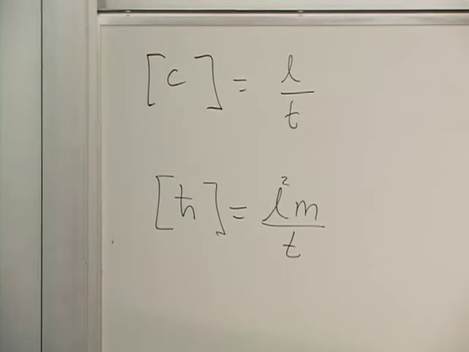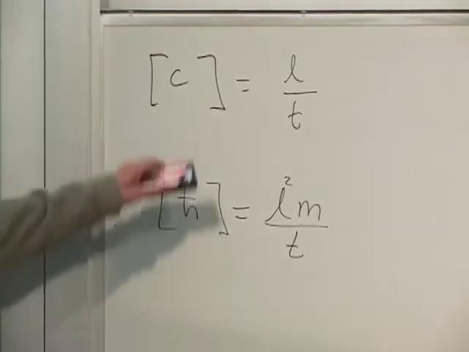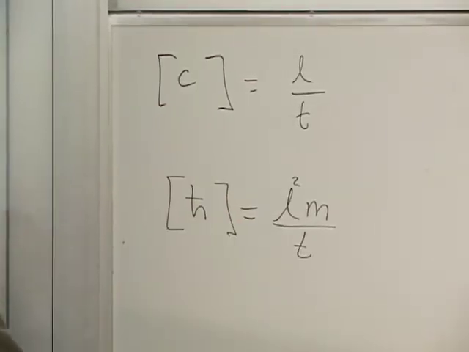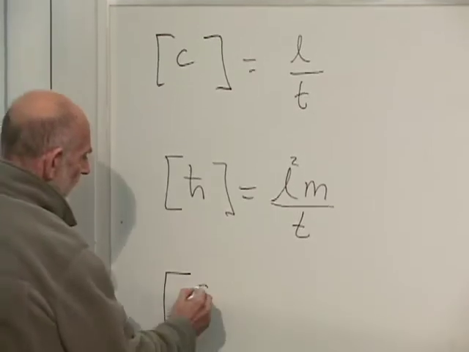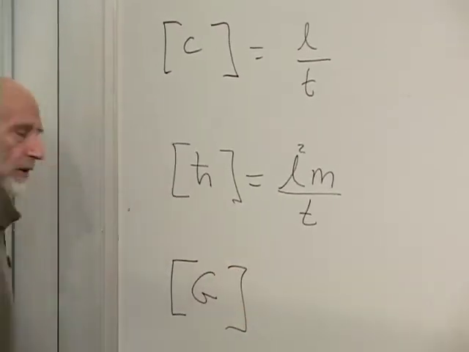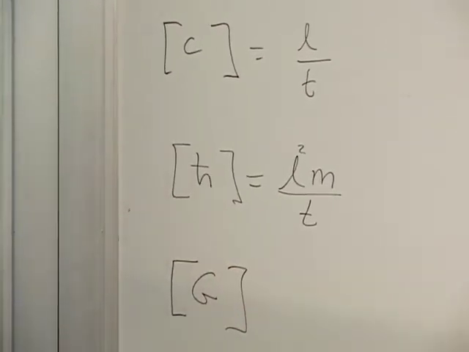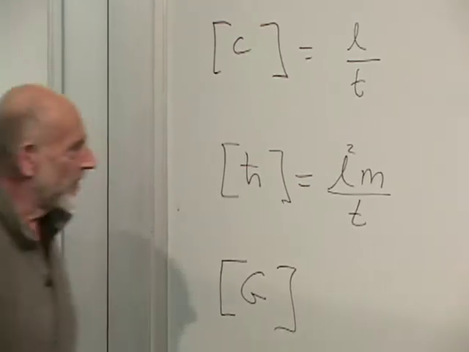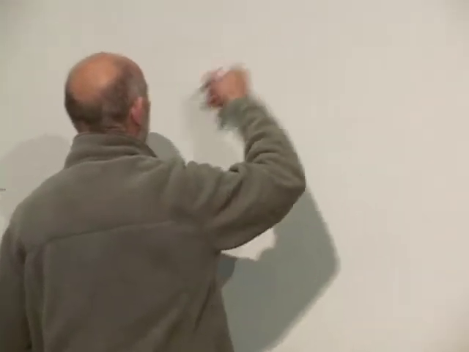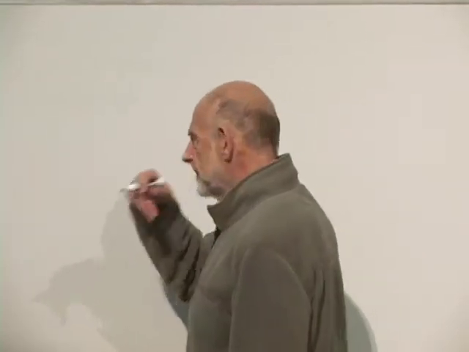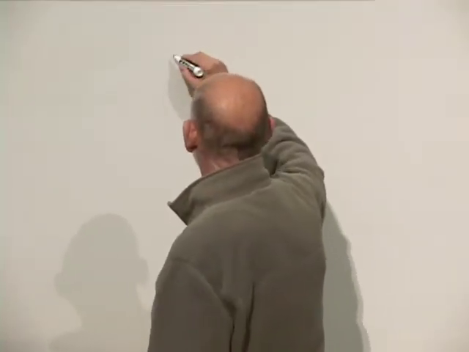And the last one, the one that I can never really remember, these two I remember, the one I can never remember is G. But how do we figure out what the units of G are? We use one of the equations that G appears in. Which was your equation? Acceleration.